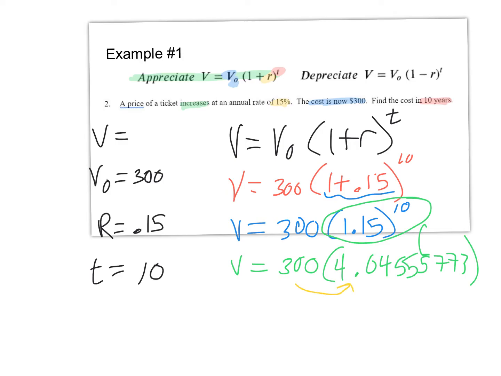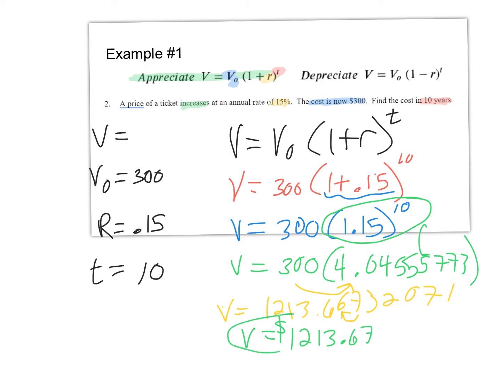Now I'm going to times this together. So I'm going to times that by 300. So the value of this object, 1213.667320071. And again, we're going to round to two places because we're dealing with money. So the value in 10 years is going to be $1,213.67. Okay, so there's that one.